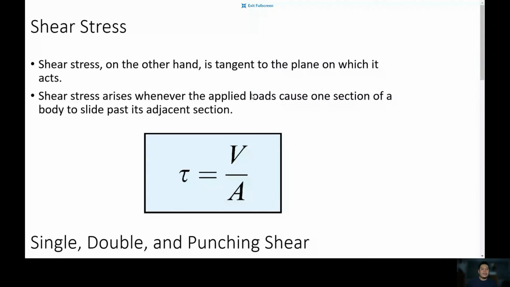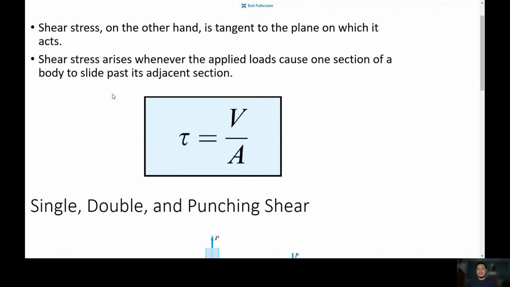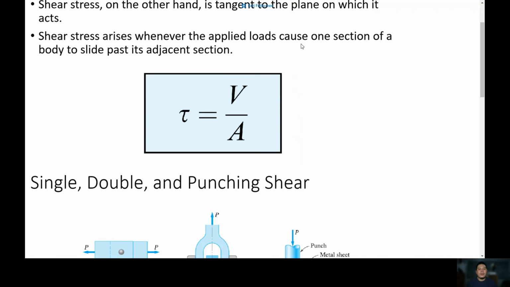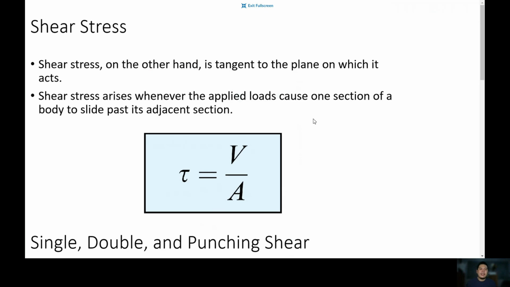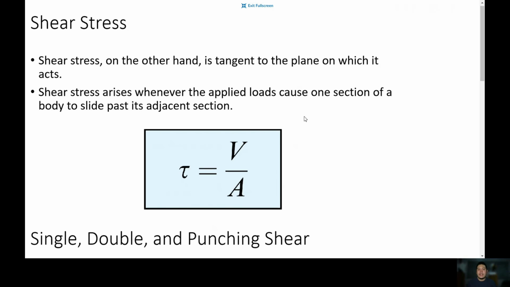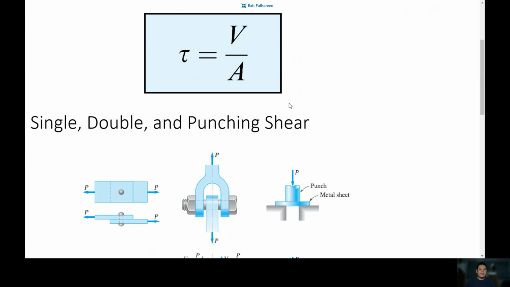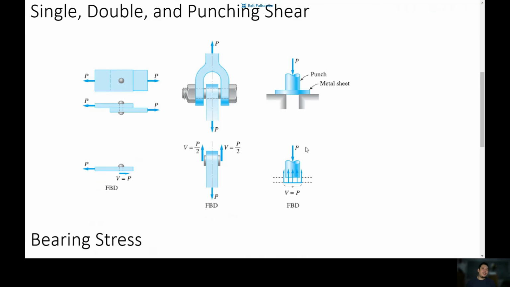Okay, so this one. Shear stress, on the other hand, is tangent to the plane on which it acts. Shear stress arises wherever the applied load causes one section of the body to slide past its adjacent section. That is why usually it is horizontal. If we analyze our section, the one that I drew earlier, we have a lot of variation of shear stress. Now we have single shear, double shear, and we also have punching shear.